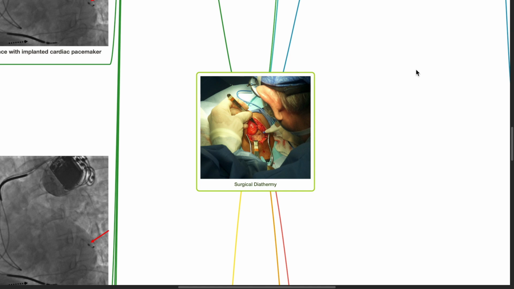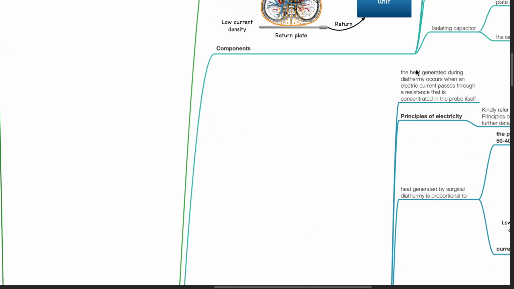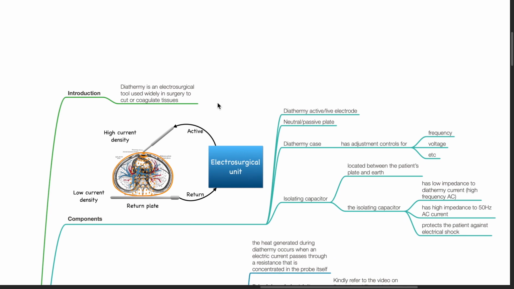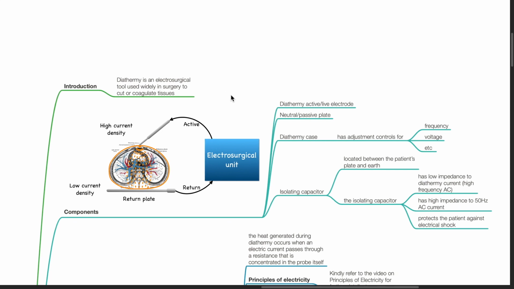Today we'll be discussing surgical diathermy. Introduction. Diathermy is an electrosurgical tool used widely in surgery to cut or coagulate tissues.